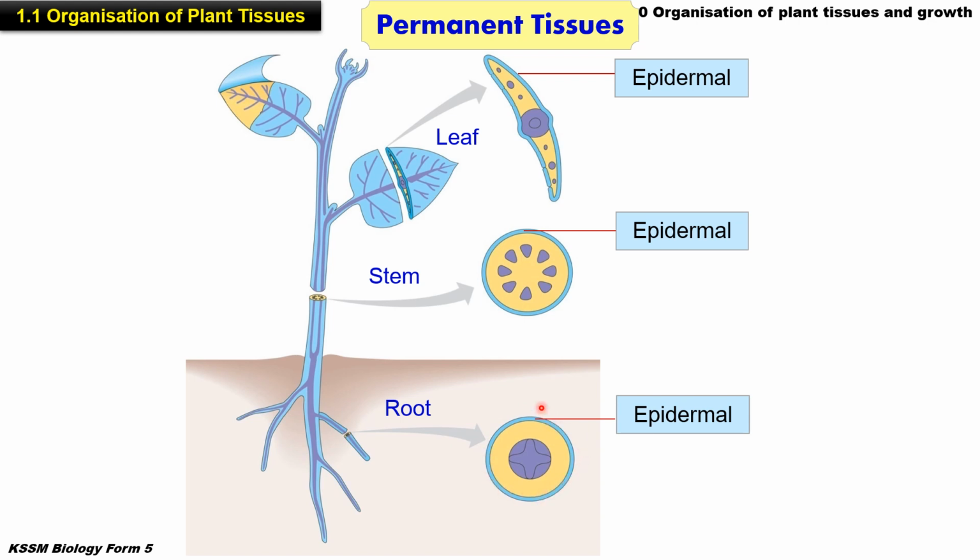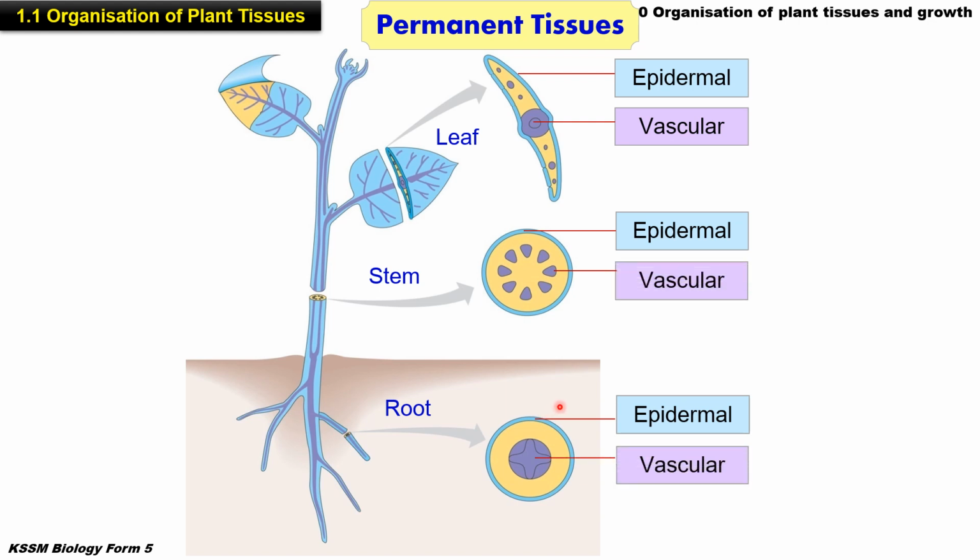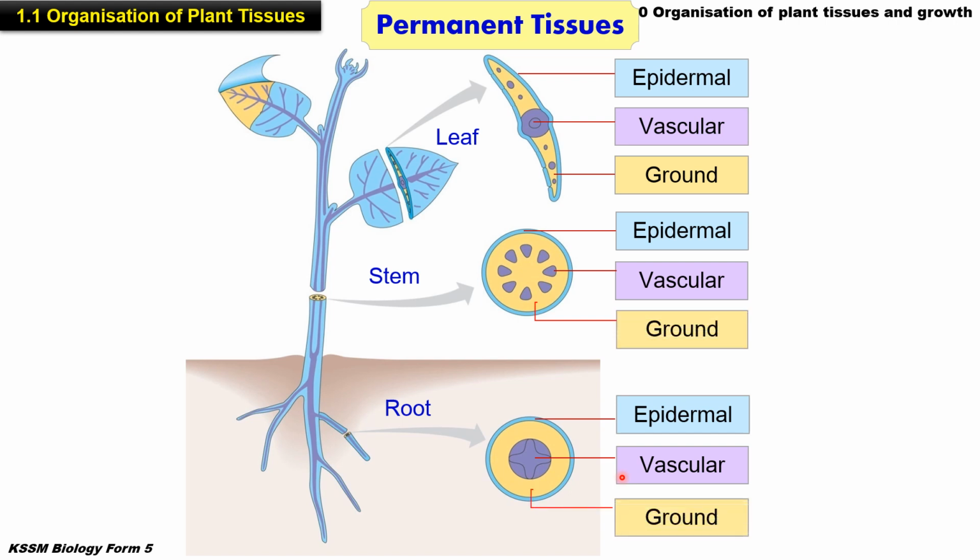Okay, next, vascular. Vascular tissue ada xylem and phloem. So this one, leaf. Xylem and phloem is vascular, warna purple. Stem, the vascular and root. This is the vascular tissue. Next, ground tissue. The yellow color. Semua yang kuning ni is ground tissue.